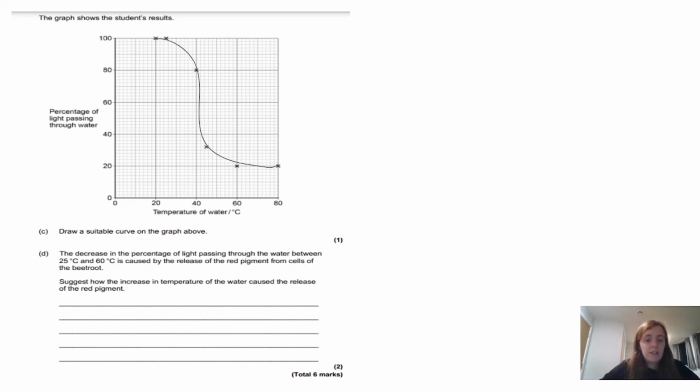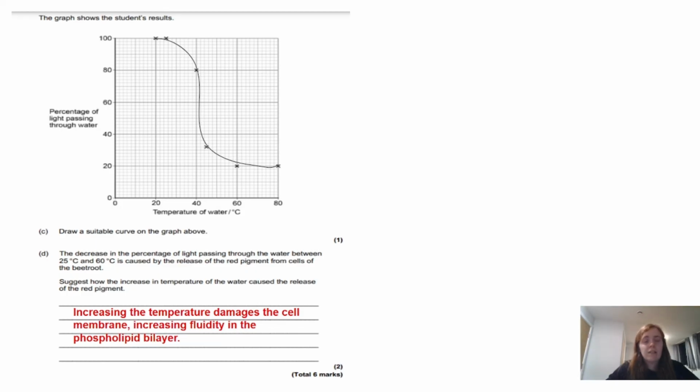So part D then, the last part. The decrease in the percentage of light passing through the water between 25 degrees Celsius and 60 degrees Celsius is caused by the release of the red pigment from cells of the beetroot. So it suggests how the increase in temperature of the water caused the release of the red pigment. So we've just mentioned this. I've written here, increasing the temperature damages the cell membrane, increasing fluidity in the phospholipid bilayer.